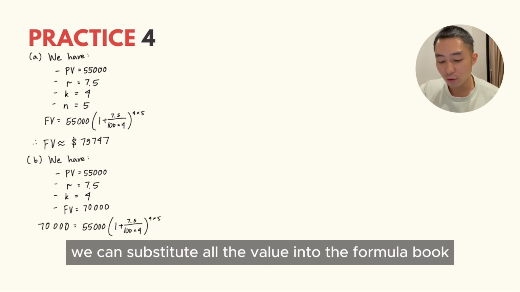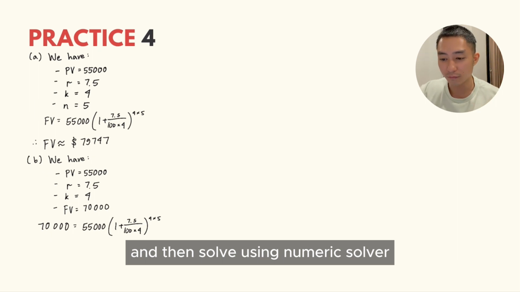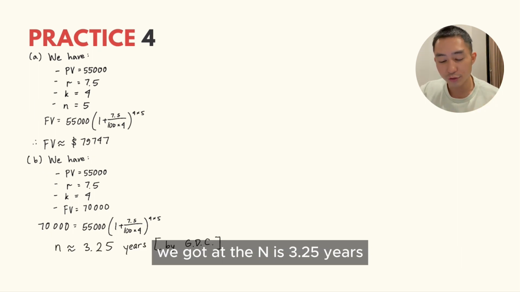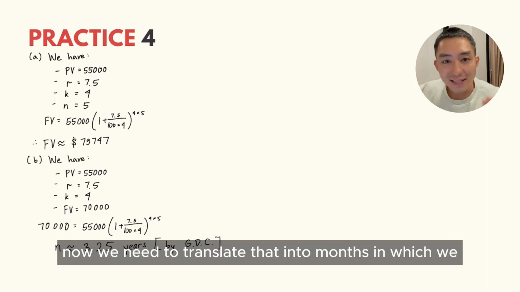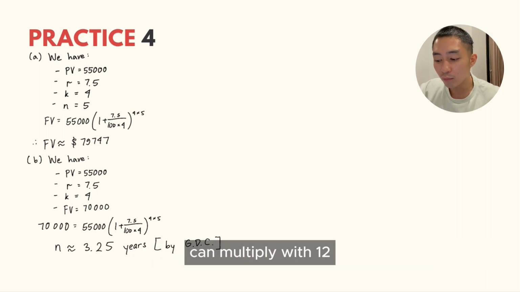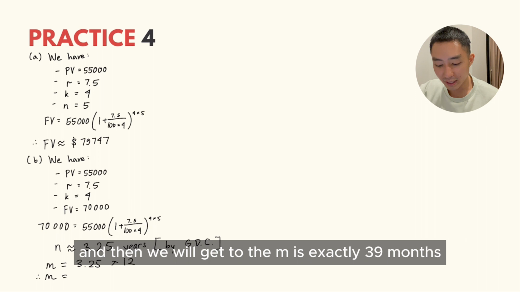We can substitute all the values into the formula booklet and then solve using the numeric solver. We got that n is 3.25 years. Now we need to translate that into months, in which we can multiply by 12, and then we will get that m is exactly 39 months.